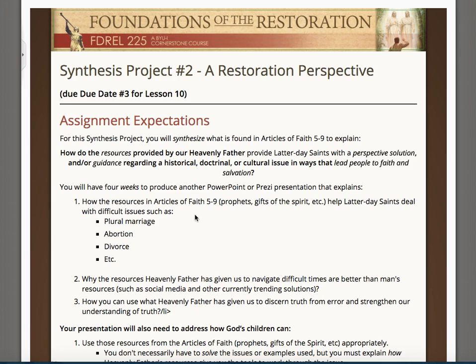Anyway, right here, this is kind of the nuts and bolts of the whole thing. How the resources of Articles of Faith 5 through 9 help Latter-day Saints deal with difficult issues such as plural marriage, abortion, and divorce. Or something else. It could be gay marriage. It could be whatever it might be. It could be anything, any kind of thing in the social world we live in. Everything would be at play.